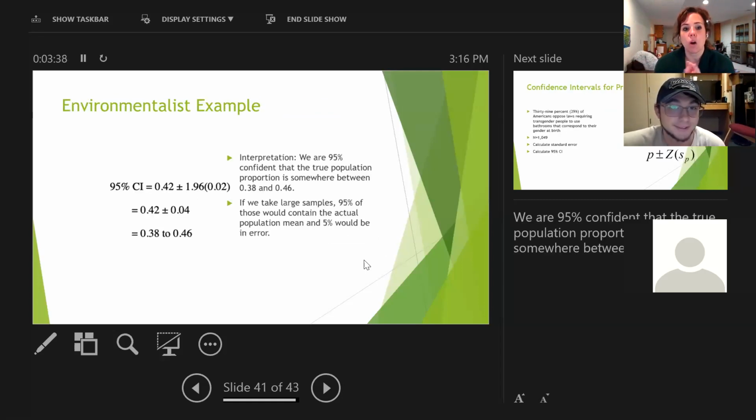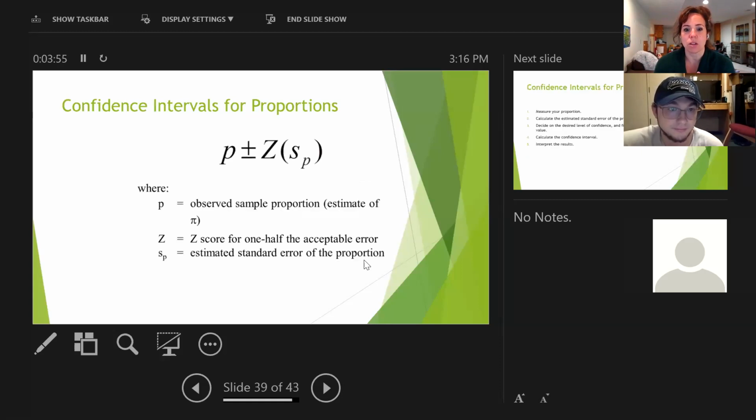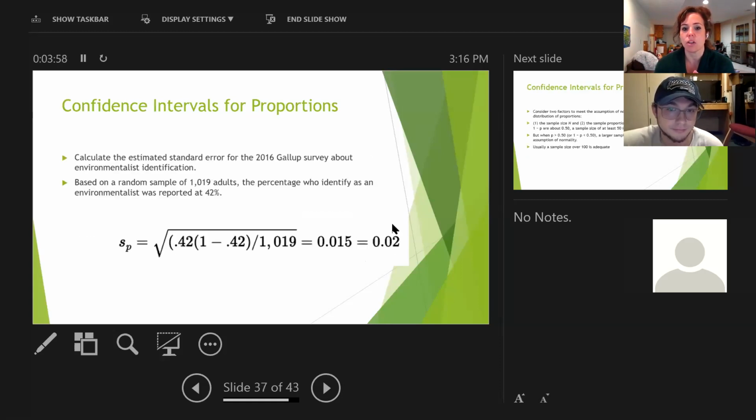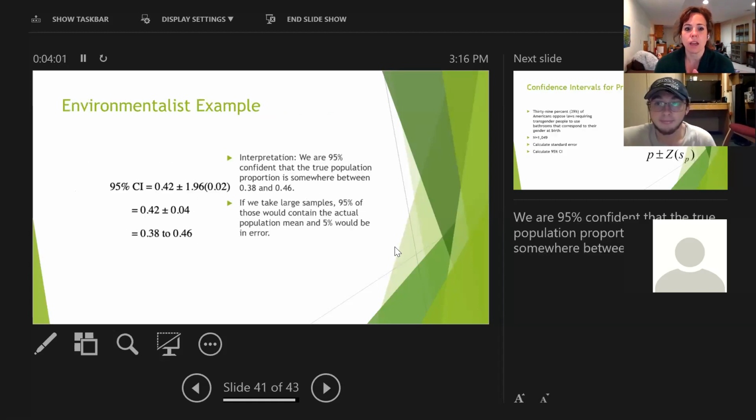So if I'm looking again at that 42% are environmentalists, and I want a 95% confidence interval, I need to have that 1.96 Z value times 0.02, which is the value we received earlier. Let's go back for a second so everyone's on the same page. This is it, standard error of the proportion. Okay, I do that multiplication and then I add it to and take it away from my proportion. So it ranges from 0.38 to 0.46.